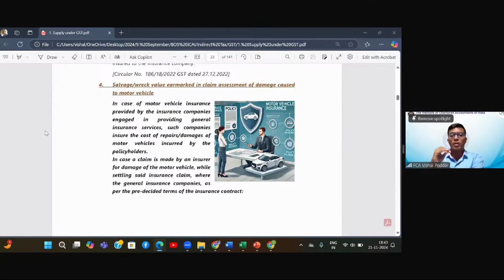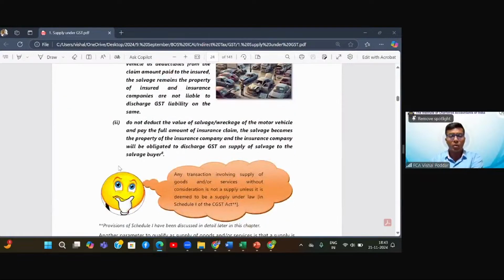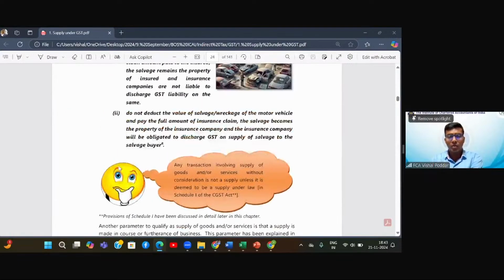Now, in this particular case, the question is, what will happen to this salvage value? Basically, what they are asking is, let us say the insurance claim amount is 5 lakhs, but the salvage is rupees 20,000, right? So is it that as a person, I'm selling this salvage to somebody and getting that 20,000? So is there a supply? That is the question which is discussed over here in this circular. Now, what is the answer given by the circular?